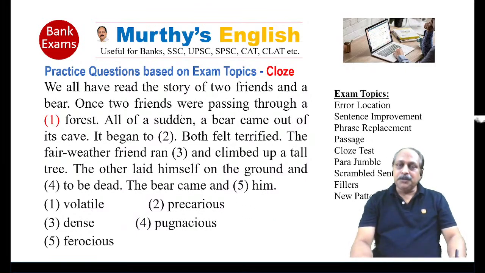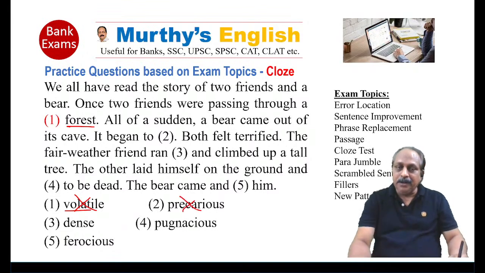We all have read the story of two friends and a bear. Once two friends were passing through a forest. Here you have to know the word combinations. I always tell students close test is all about word combinations or collocations. So when we talk about the forest, we say dense forest. Volatile means not stable, not fixed, and that is not the word to go with forest. Precarious, you can use dangerous, but that is not the typical word.